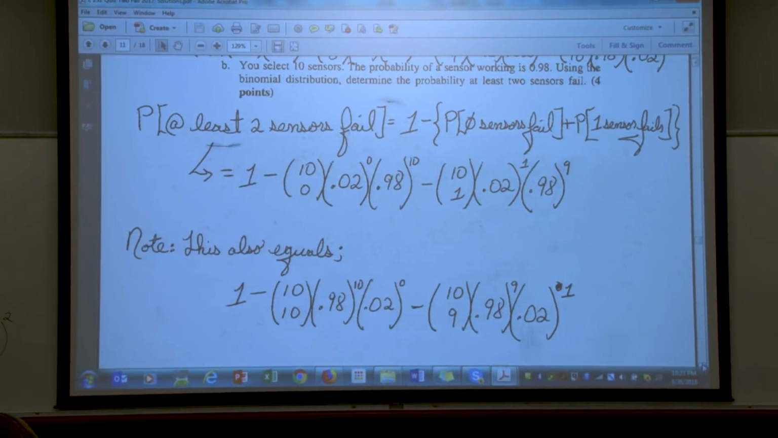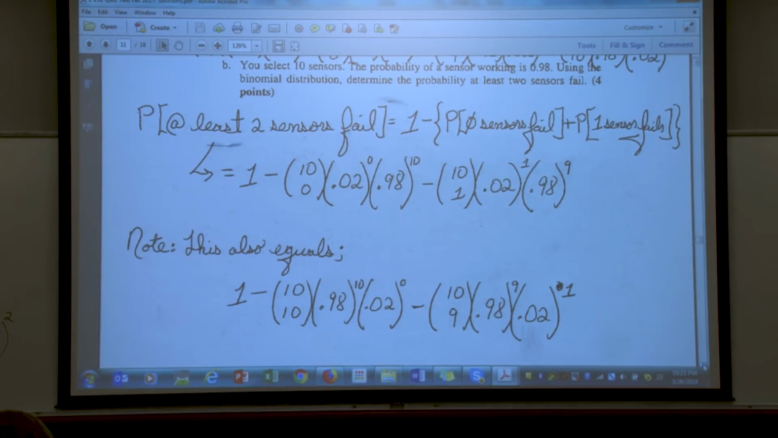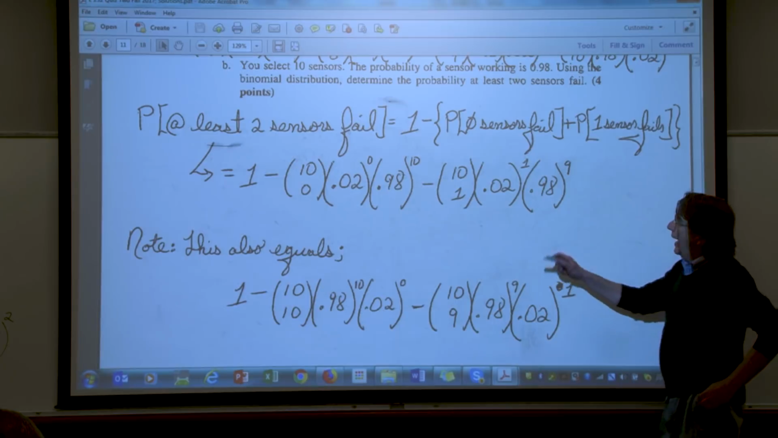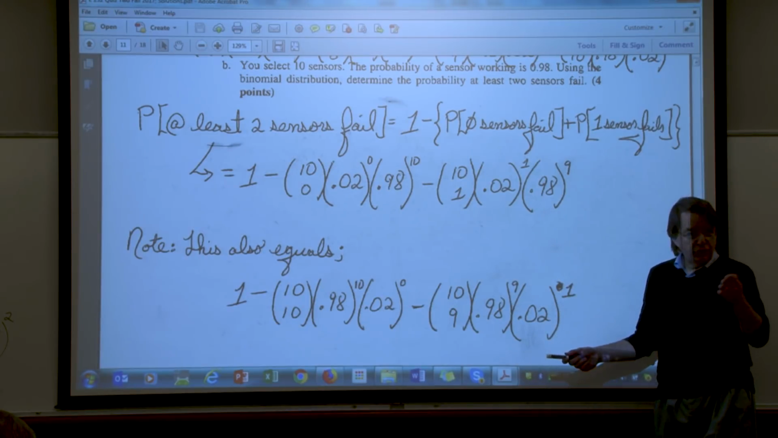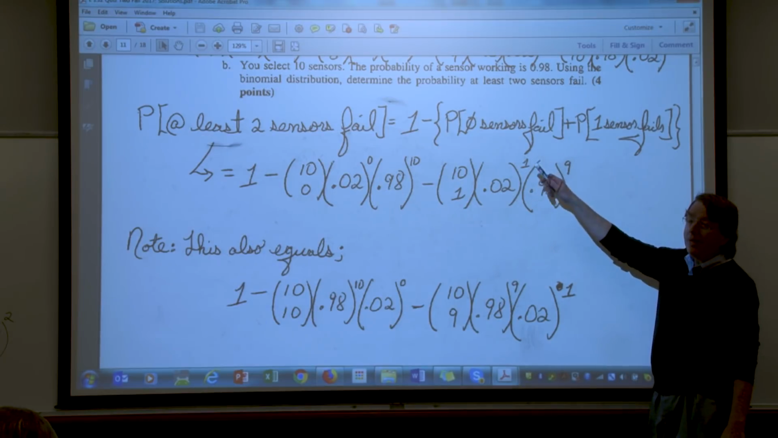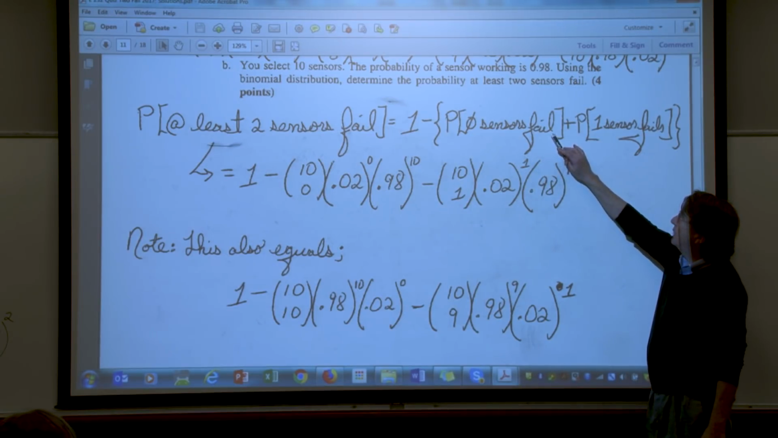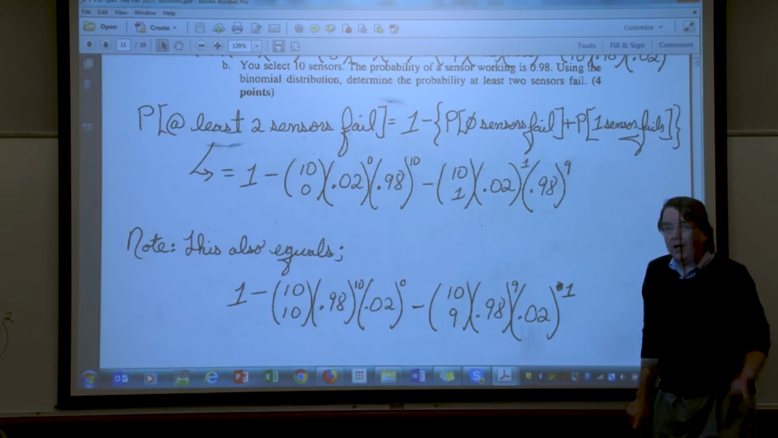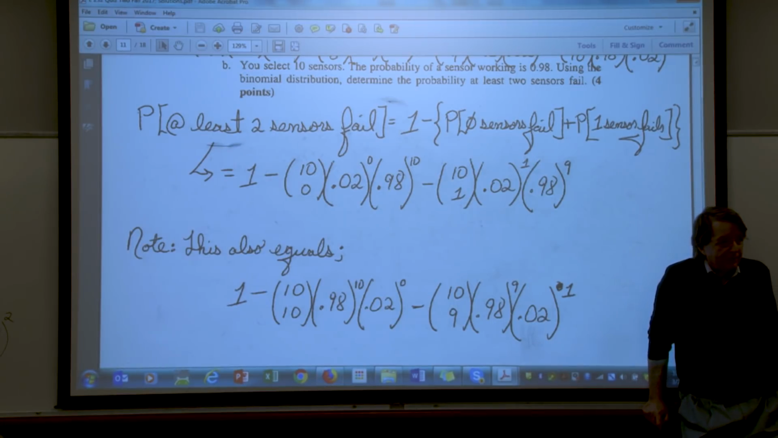You select, again, 10 sensors. The probability of a sensor working is 0.98. Determine the probability at least 2 sensors fail. Now, at least 2 sensors fail. Okay, so wait a minute now. At least 2, right? That means 2 or 3 or 4 fail, right? That's equal to 1 minus the quantity, the probability of 0 or the probability of 1 fail. Let me pause. Do you see that?